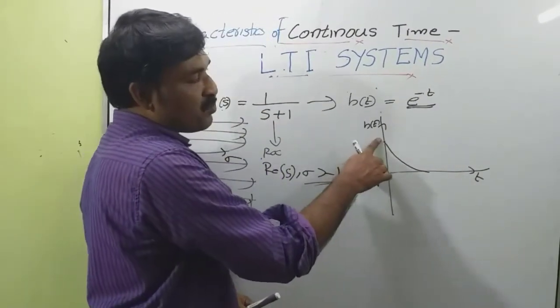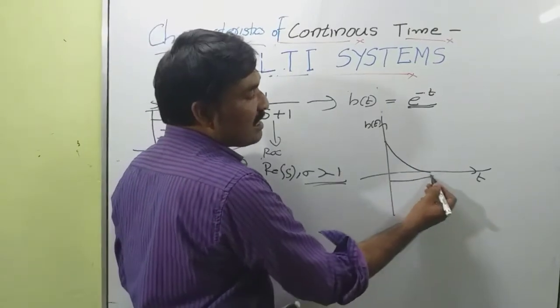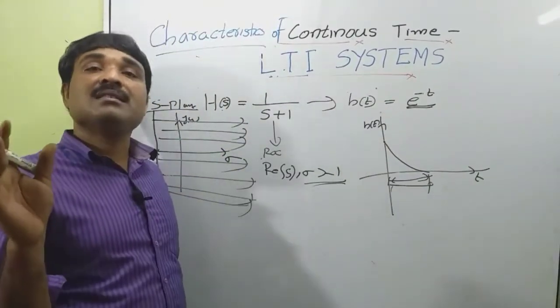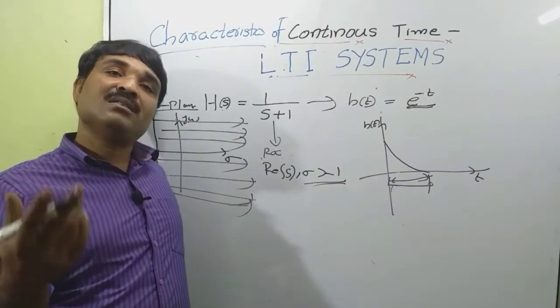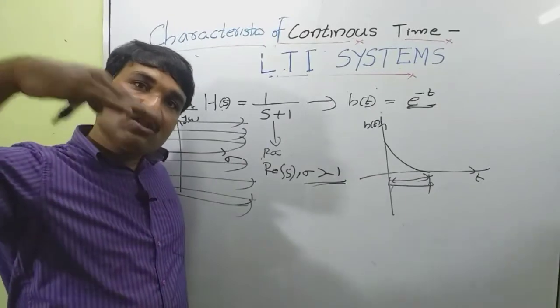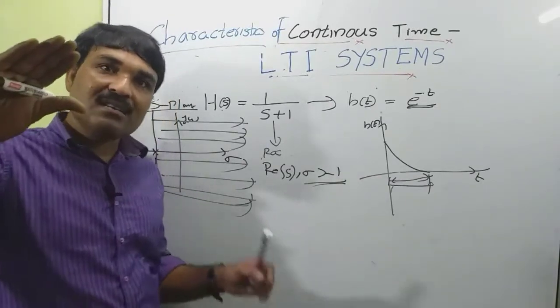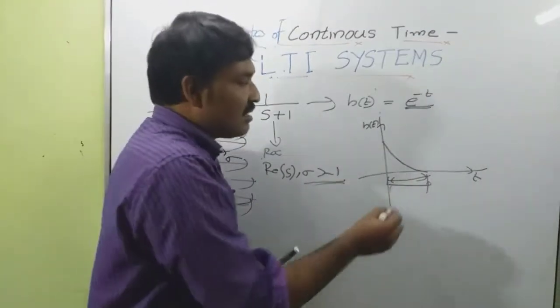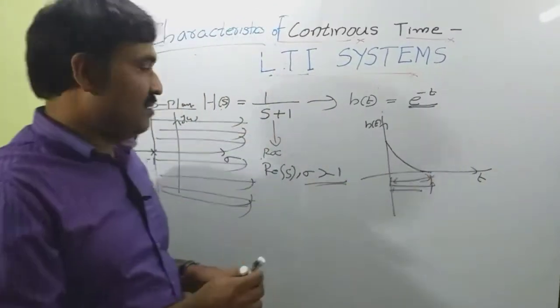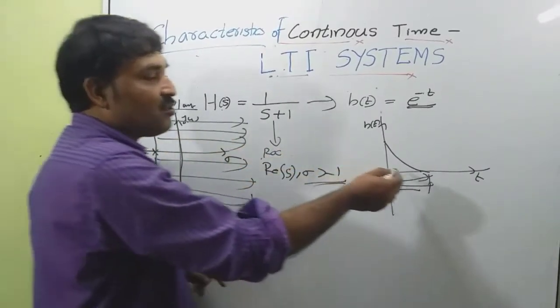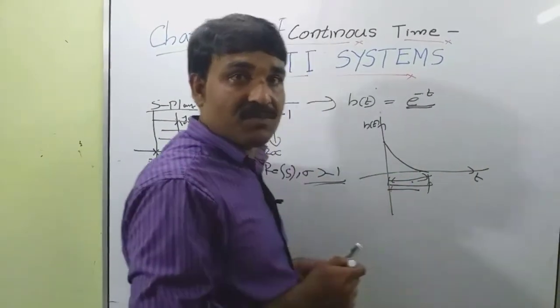So the impulse response decays to 0 within a specific time duration. Then the system is said to be stable. We know that if the system is stable, the impulse response should tend to 0 as t tends to infinity. Infinity means a large duration of time or a specific duration of time. So the system is stable. That means the ROC contains the j omega axis. So the system is a stable system.